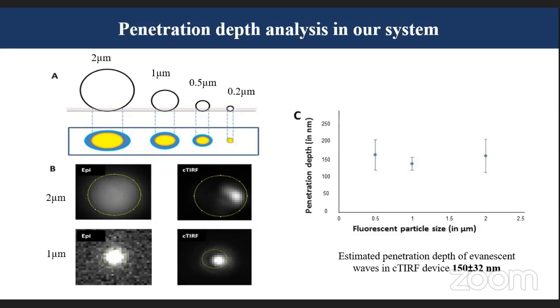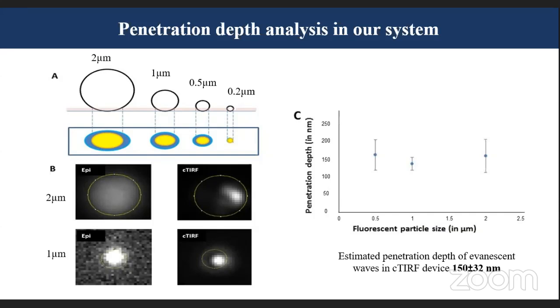If you look on the top, this is the top view. If you observe from the top, you can see that this area is getting illuminated. If you go to the 1 micron bead, this area remains almost the same. And if you keep on reducing the size, the whole bead is getting illuminated.